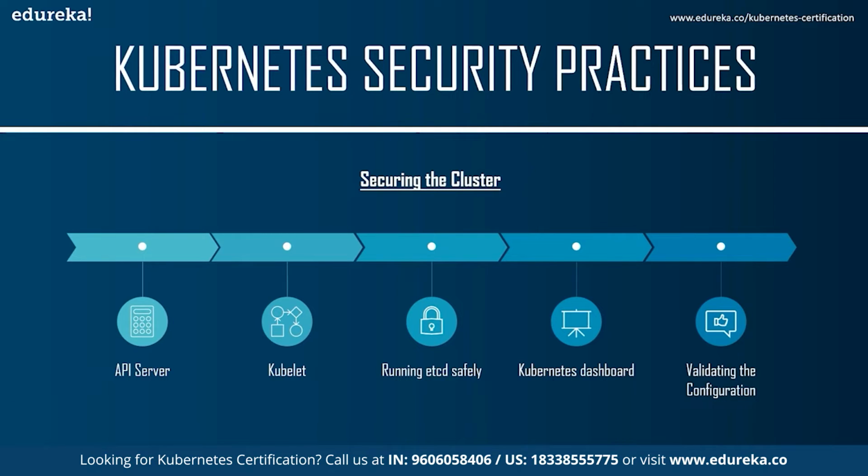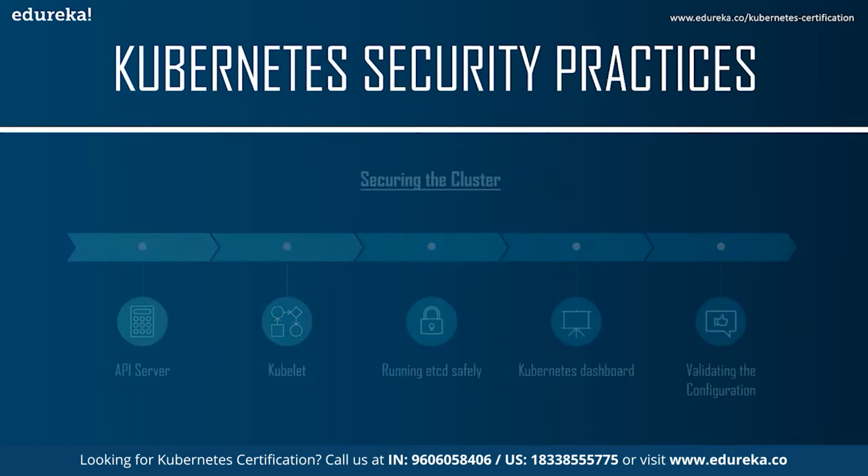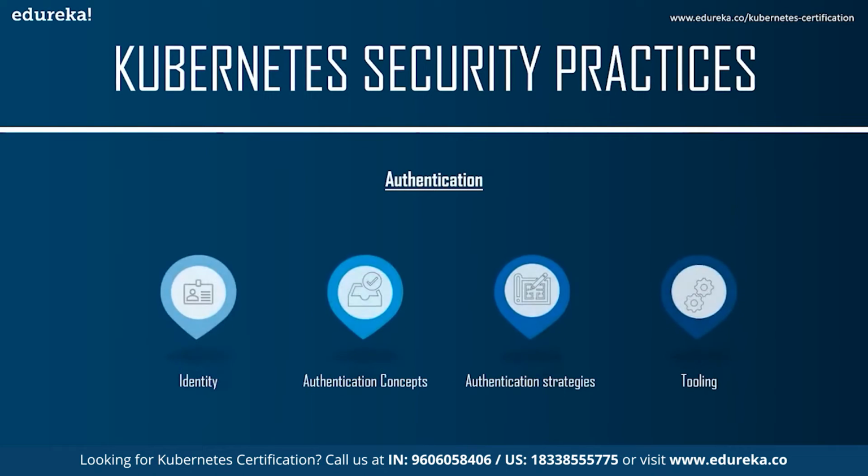Finally, you can secure your cluster by validating the configuration. Now, once you have set up your Kubernetes cluster, there are two main options for validating whether it is configured safely. These options are configuration testing, where tests validate the deployment against a recommended set of testings, and penetration testing, where tests explore the cluster from the perspective of an attacker. Now that we've discussed the first part of Kubernetes security practices, let's move on to the second way, authentication.